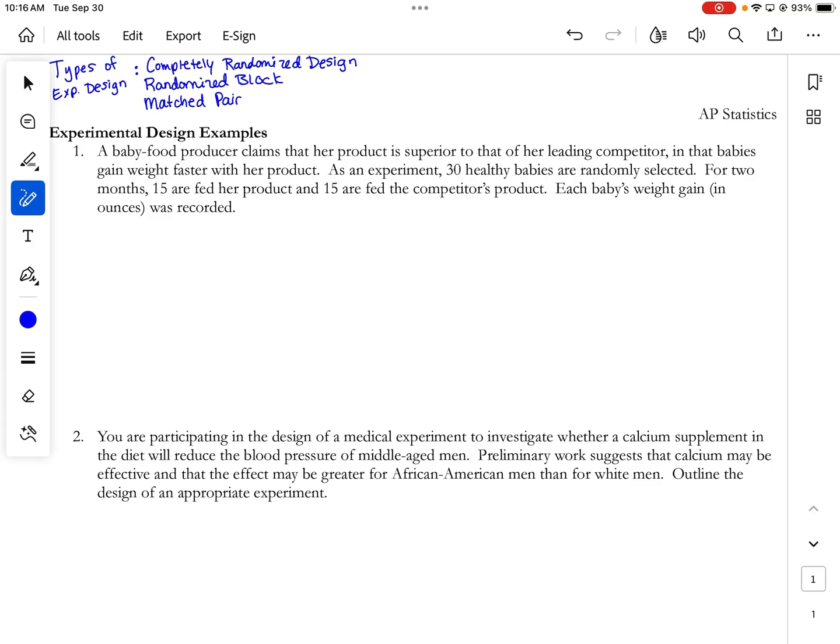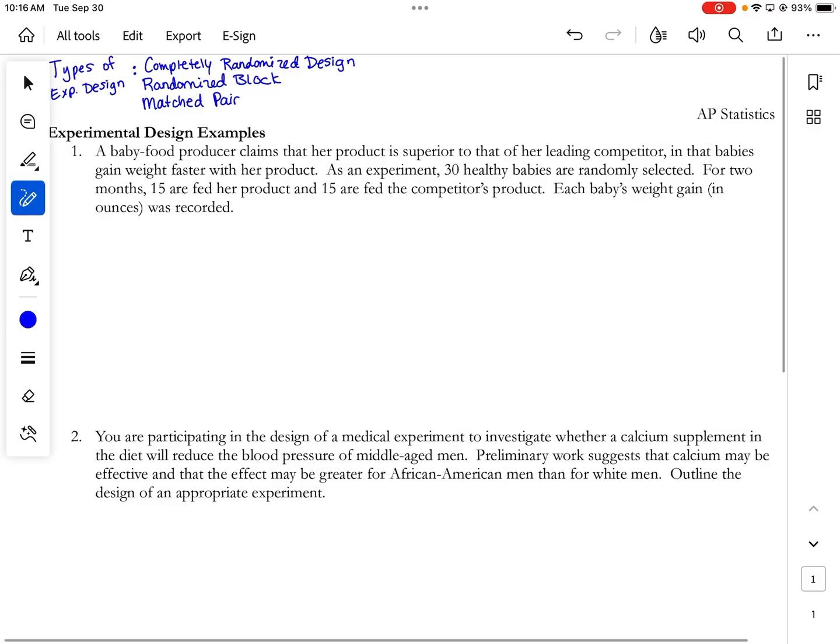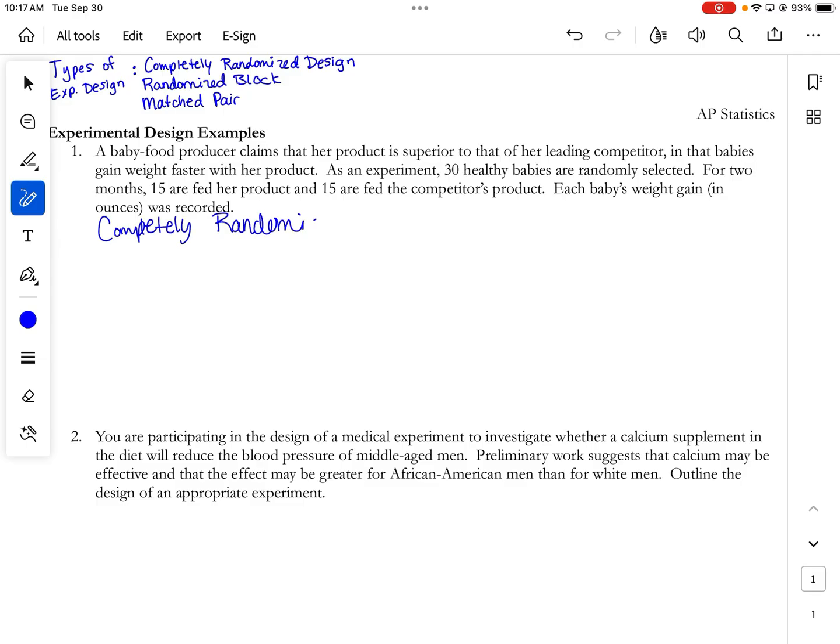Is there anything that it tells us we need to block for or control? It doesn't say. It doesn't say anything about the initial baby's weight could impact. If it doesn't say anything can impact the results, then we're not going to block. So we are just doing a completely randomized. Completely randomized design.